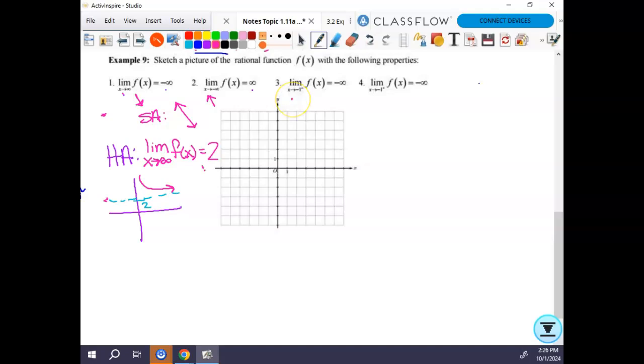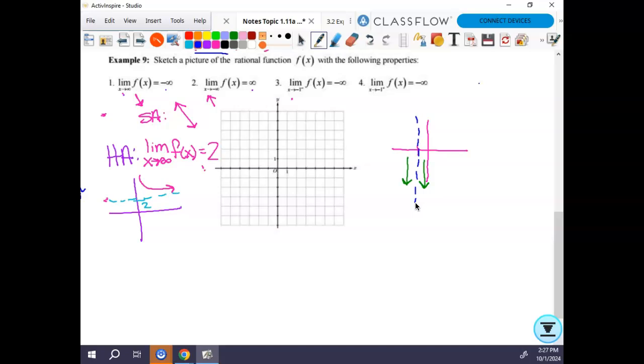The limit as x approaches -1 from the left. So I'm just going to do another little sketch for myself here. Here's -1. As x approaches -1 from the left, y is approaching negative infinity. And as x approaches -1 from the right, y approaches negative infinity. So what has to happen at -1 for that to happen? Vertical asymptote, exactly. I have to have a vertical asymptote.